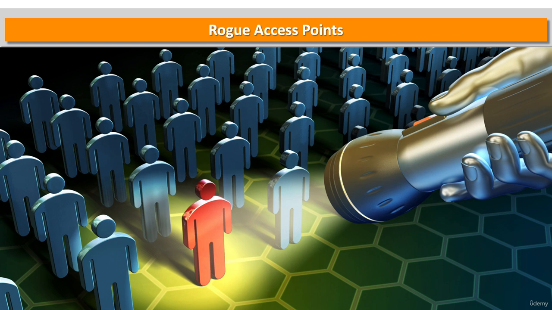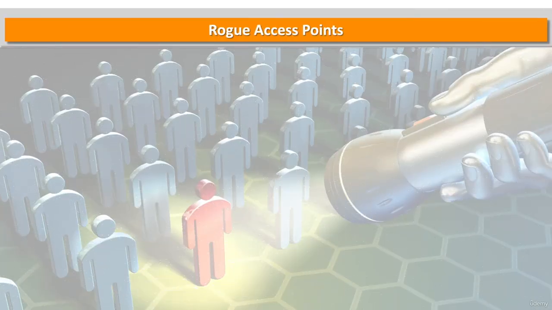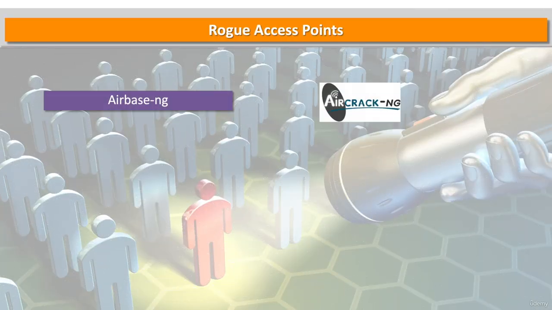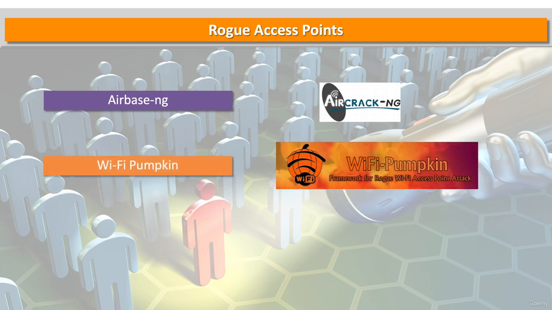So if an attacker installs an access point, they are able to run various types of vulnerability scanners. And then rather than having to be physically inside the organization, they can just attack remotely. So we'll see how rogue access point attacks work using different tools such as Airbase-ng and Wi-Fi Pumpkin and Fluxion.